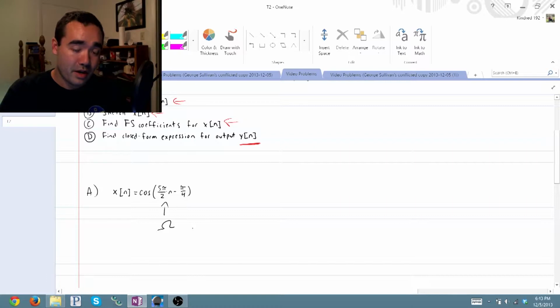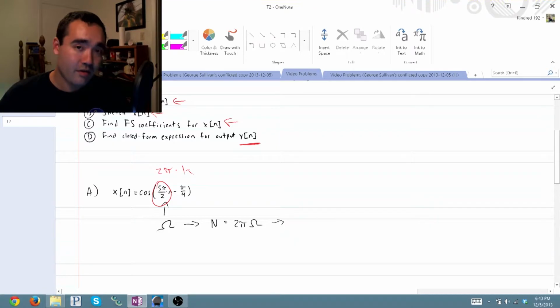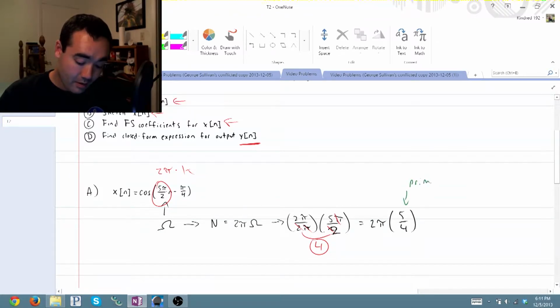So to find n naught, we know that some value n is equal to 2 pi times the frequency, right? So basically what we want to do is get this value here in some form that's 2 pi times some value, k. This is an algorithmic way you can use to find any frequency: you take this 2 pi over 2 pi multiplied by your value for omega. That's a 2, and you can see that pi cancels out. These become a 4. You end up with 2 pi times 5 over 4. And you can see that 5 over 4 is prime, which means that n naught equals 4.